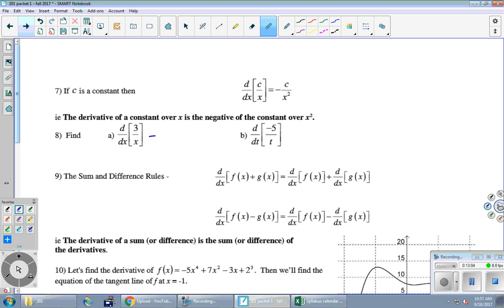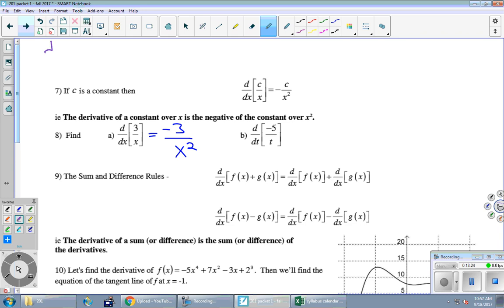If you wanted to do this with the shortcut, it's a constant over x, so the derivative is just negative the constant over x squared. So what's the derivative here? Negative 3 over x squared, right? That's it. It's done. But that rule actually isn't one that you need to memorize. I think it's worthwhile, but you don't need to memorize it.